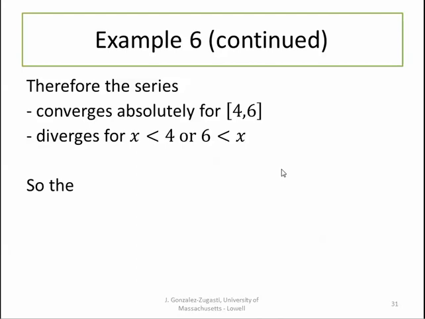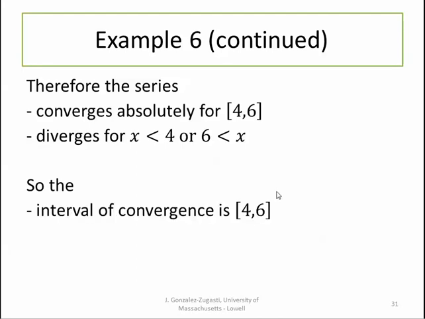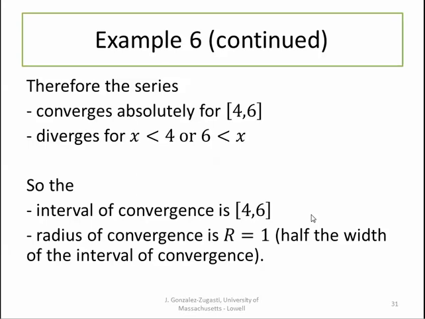So here we would answer that the interval of convergence is from 4 to 6, including the endpoints, and that our radius of convergence is, you take the interval of convergence, determine its width, in this case which is 2, and divide it in half. So we get our radius is equal to 1.